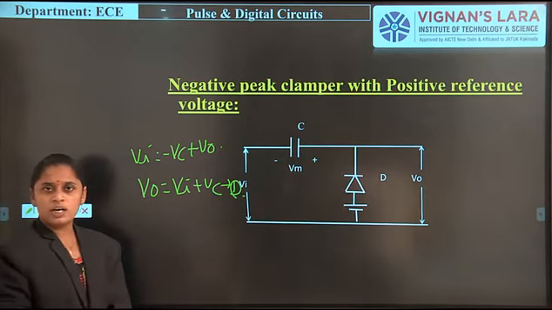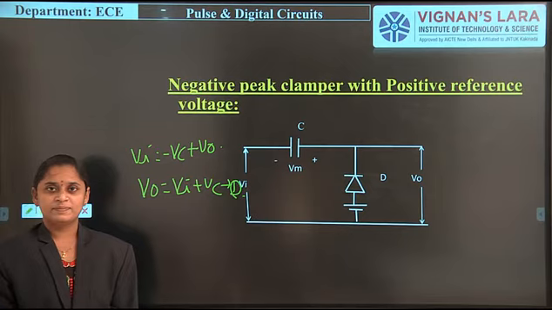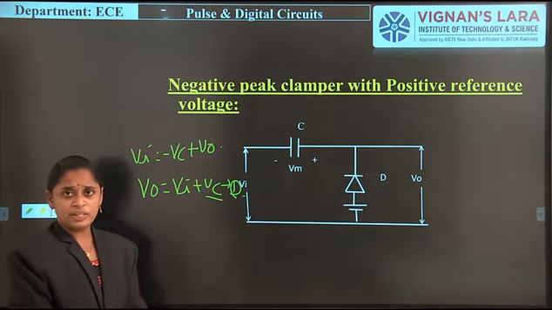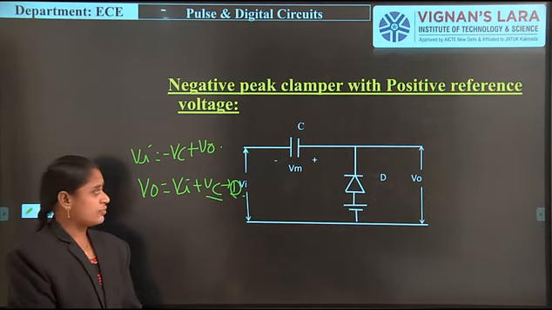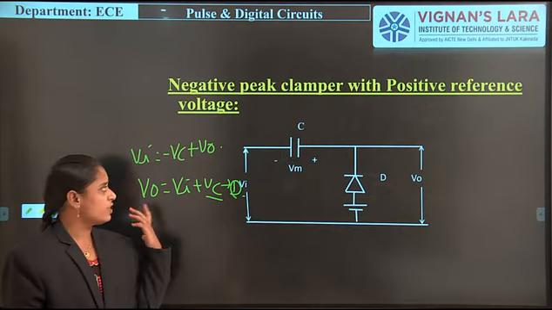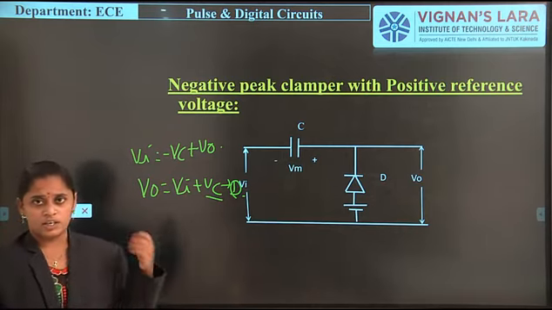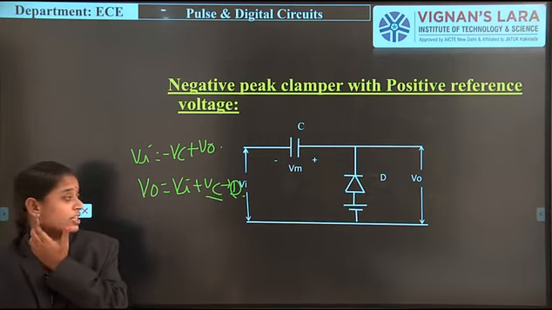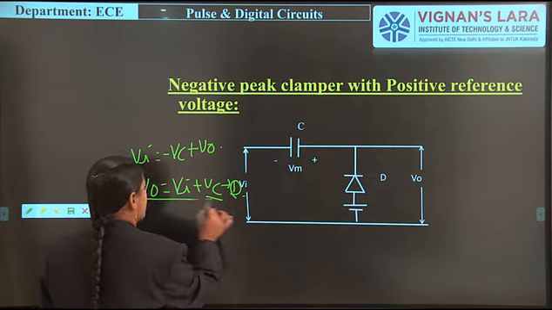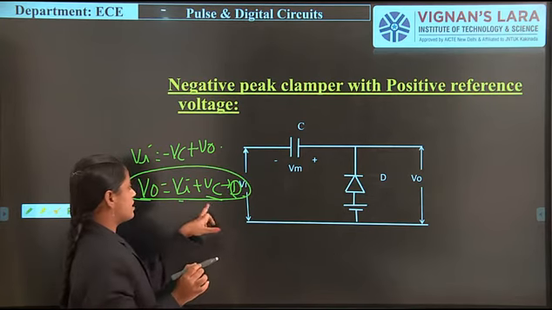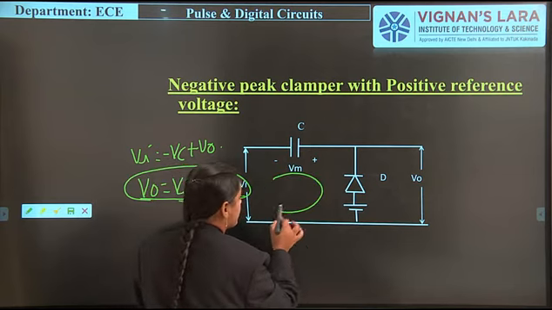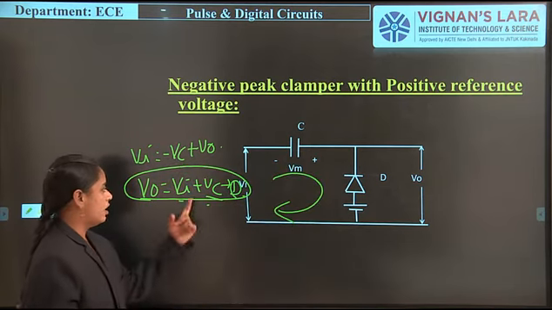We don't know the value of VC. First we have to find VC. The general procedure is to first apply KVL. For a negative clamper, the same procedure we have to follow here also. So V naught is equal to VI plus VC. We just apply the KVL at the input side, then we get the VC value.